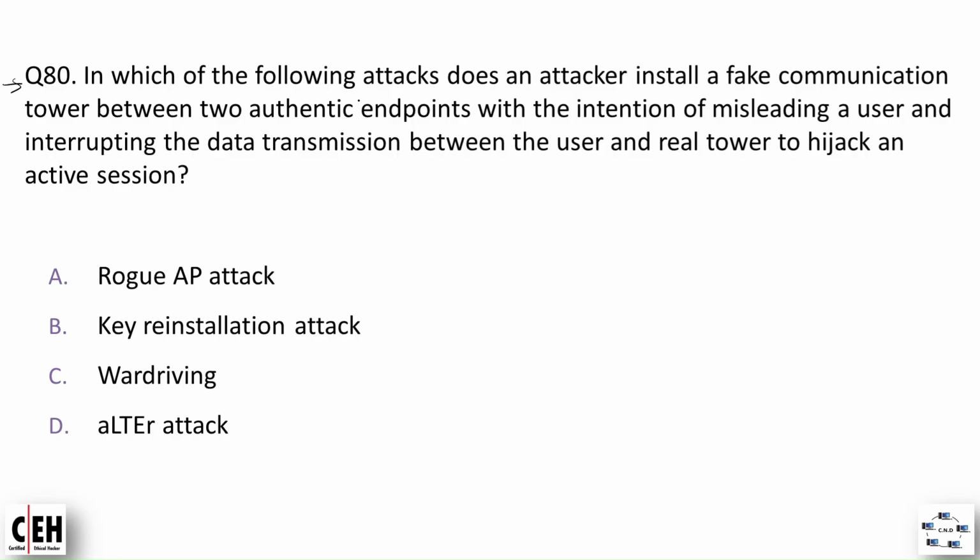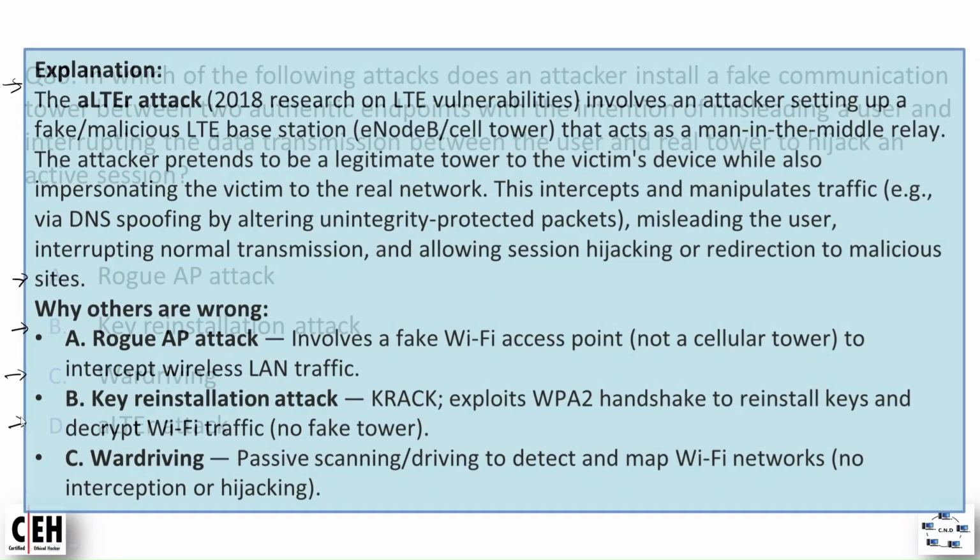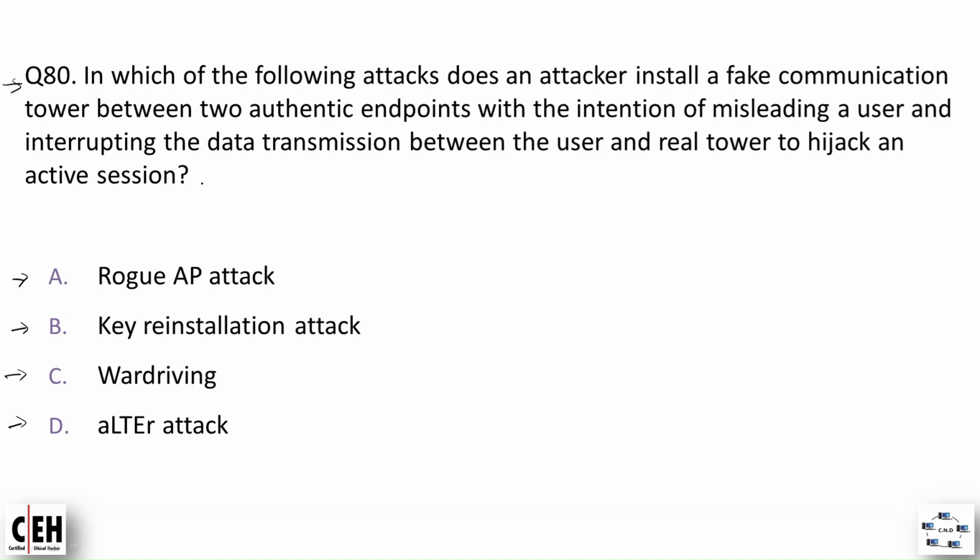Question number 80. In which of the following attacks does an attacker install a fake communication tower between two authentic endpoints with the intention of misleading a user and interrupting the data transmission between the user and a real tower to hijack an active session? Option A, rogue access point attack. Option B, key reinstallation attack. Option C, war driving. And option D, aLTEr attack. And the correct option is option D, aLTEr attack.